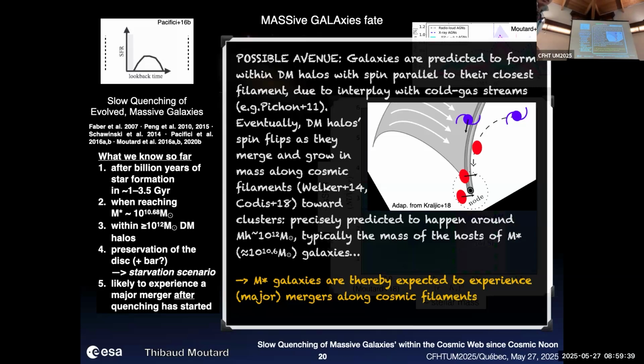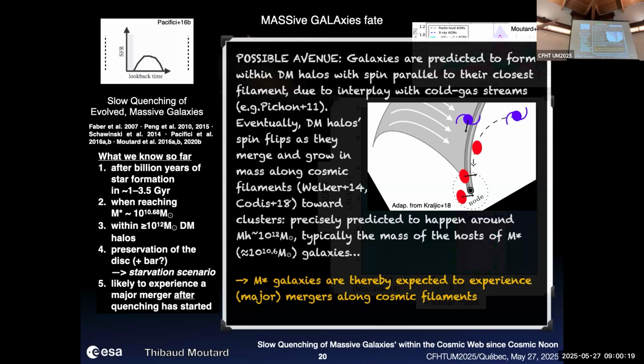But then when galaxies grow in mass via star formation and also mergers along cosmic filaments, once they reach some characteristic mass, they will no more be able to be realigned by the cold gas streams. So interplay with the cold gas streams won't be able to change things. And they will start to get disconnected from the cold gas streams. So this is something we want to understand. And maybe this is the reason why part of massive galaxies quenched, being disconnected from cold gas streams.